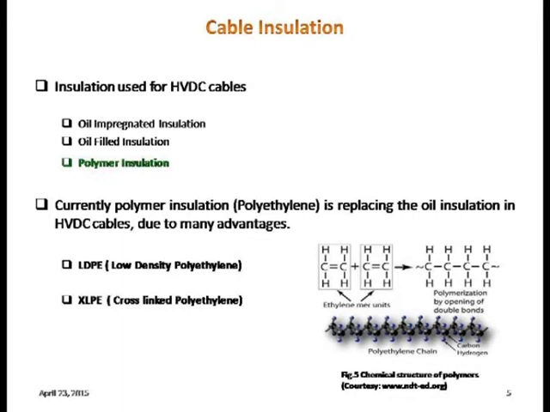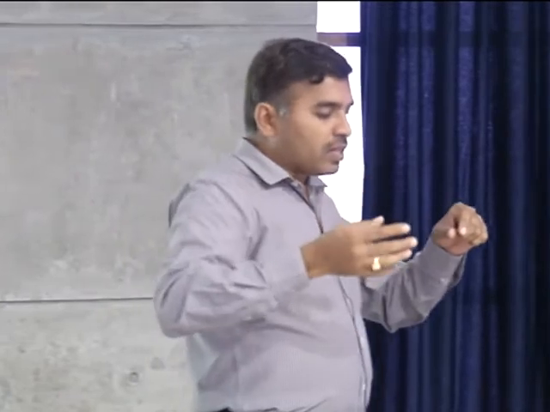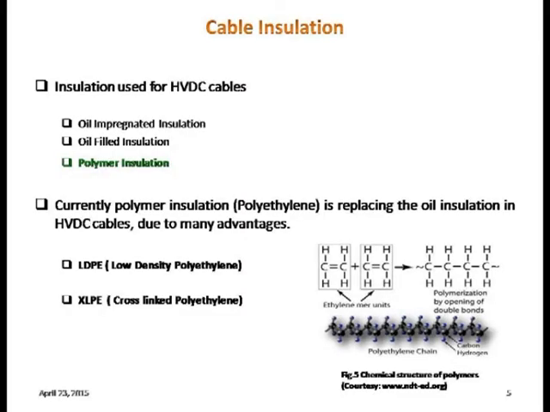Oil impregnated insulation. What does oil impregnated insulation mean? The cable conductor is surrounded by paper. The paper is impregnated with oil or kept in oil under pressure for some time, and that insulation is called oil impregnated insulation. The second is oil filled insulation. In oil filled insulation, the entire cable with outer paper insulation is kept in a tube in which oil is filled, and that oil is maintained at a high pressure.